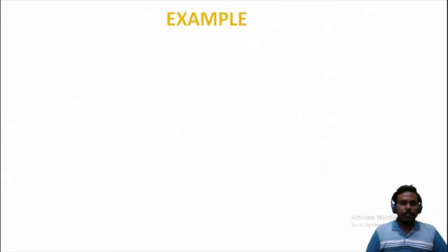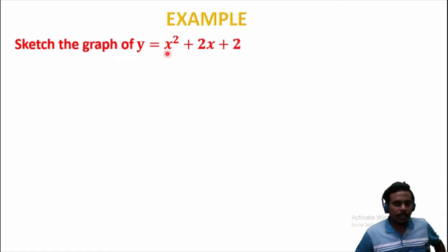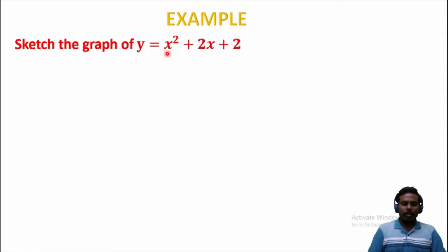Now we are ready to sketch a graph of ax square plus bx plus c. Let me consider an example. So I am interested in sketching the graph of y is equal to x square plus 2x plus 2. So you know the graph of y is equal to x square. In the beginning we have seen it. Now we are ready to draw the graph of y is equal to x square plus 2x plus 2.